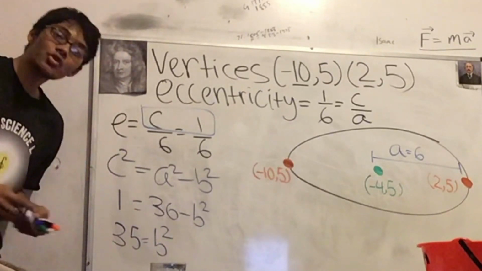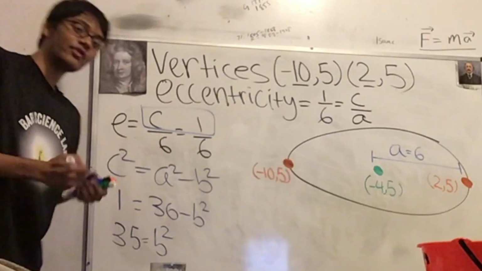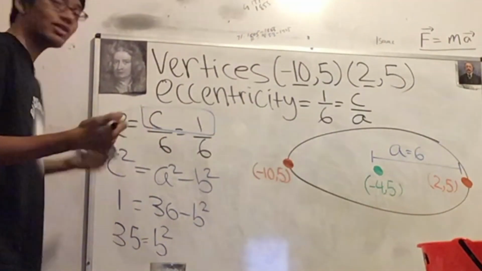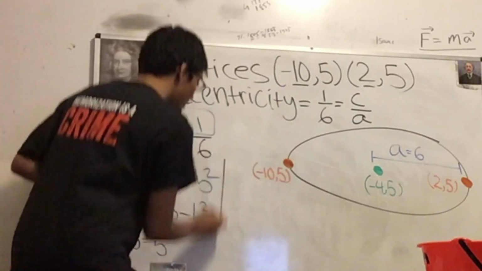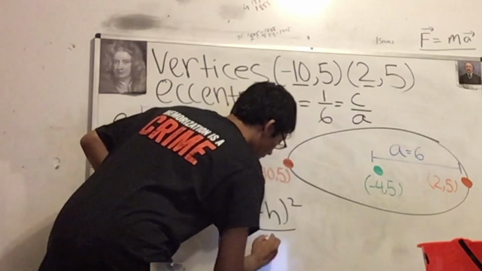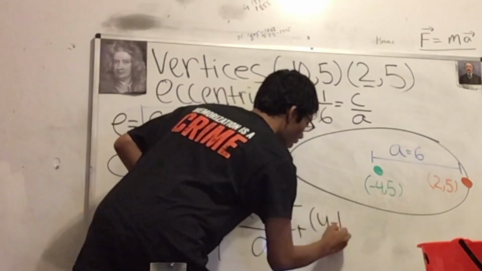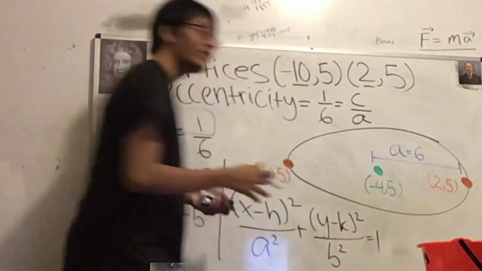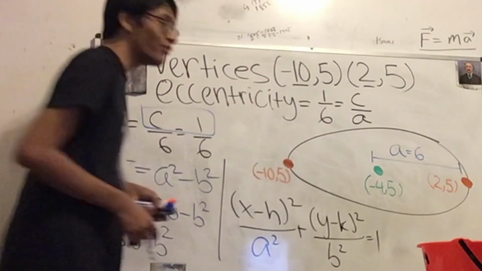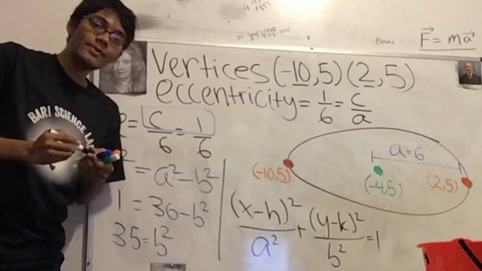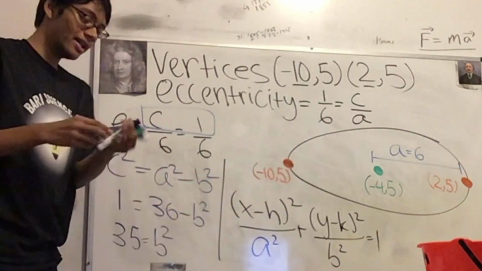And so now I can just go ahead and plug it back in my formula, ladies and gentlemen. And what is the standard form of the ellipse? Well, the standard form of the ellipse is simply going to be (x minus h) squared over a squared plus (y minus k) squared over b squared equals 1. Now, if you're persuaded to memorize this formula, remember that memorization is a crime. So keeping that in mind, let's go ahead and just plug in.